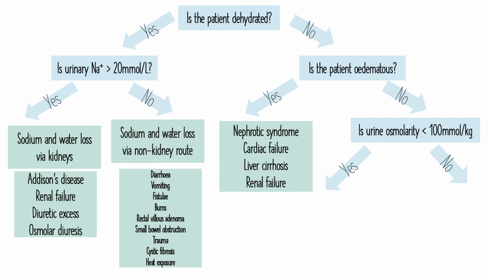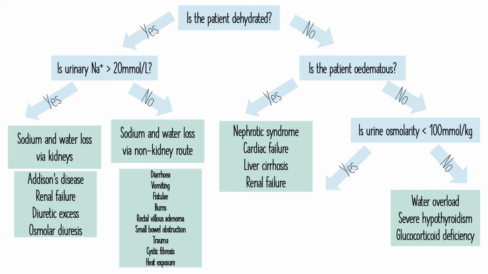If there isn't a low urine osmolality, then suspect water overload, so severe hypothyroidism, glucocorticoid deficiency, which results in impaired free water clearance, leading to water retention and thus dilutional hyponatremia.